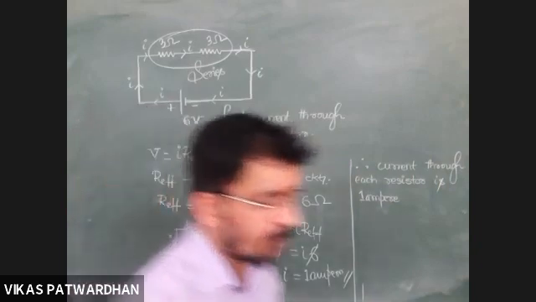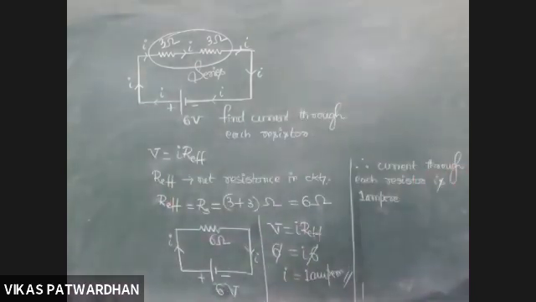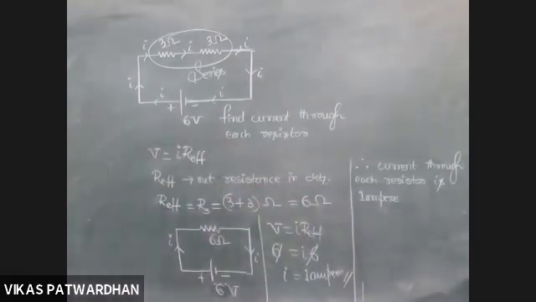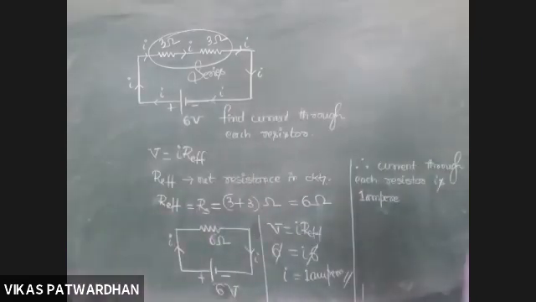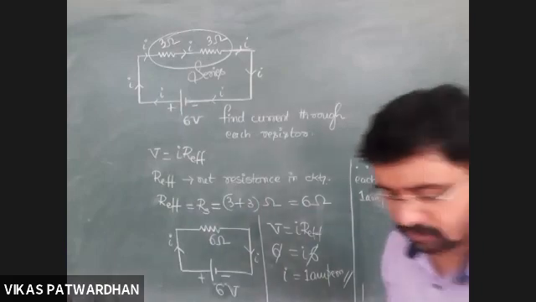Is that clear? Is that clear, people? Hello? Hello? Yes, sir. People online, is it a yes? Yes. Yes, sir. So current through each resistor is 1 ampere. Do you have any confusions as such? Fine. Yeah.